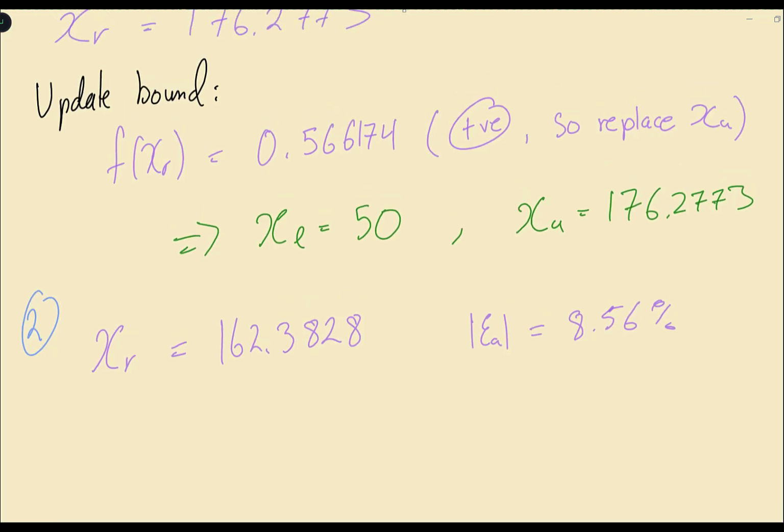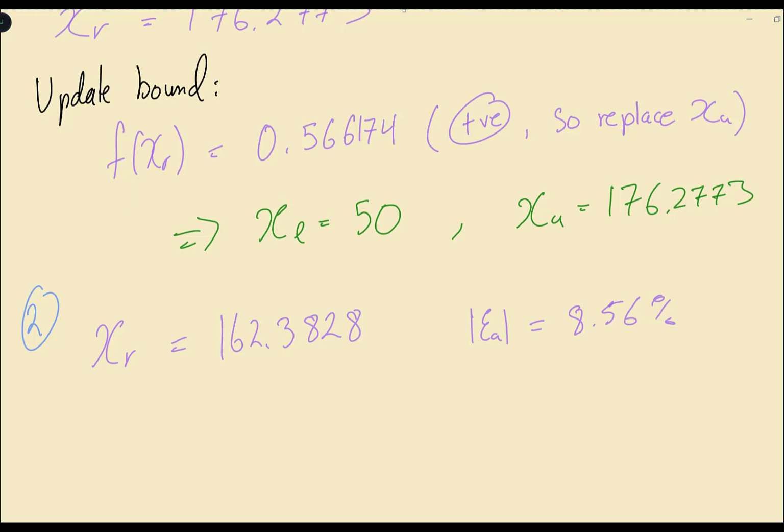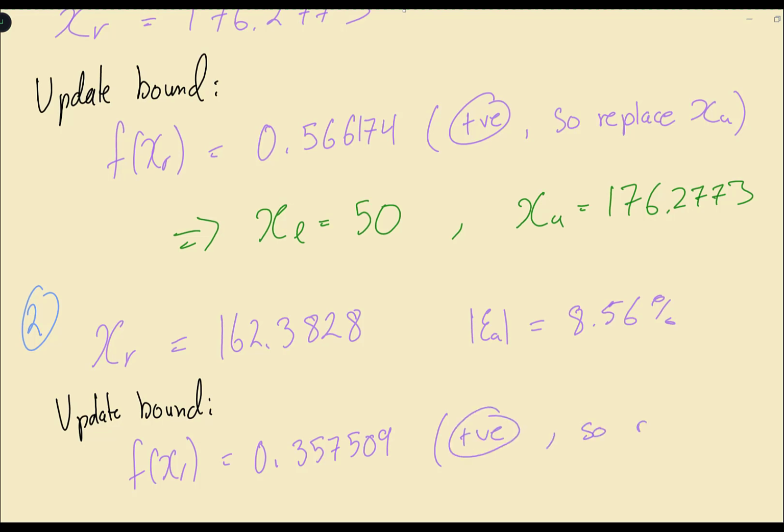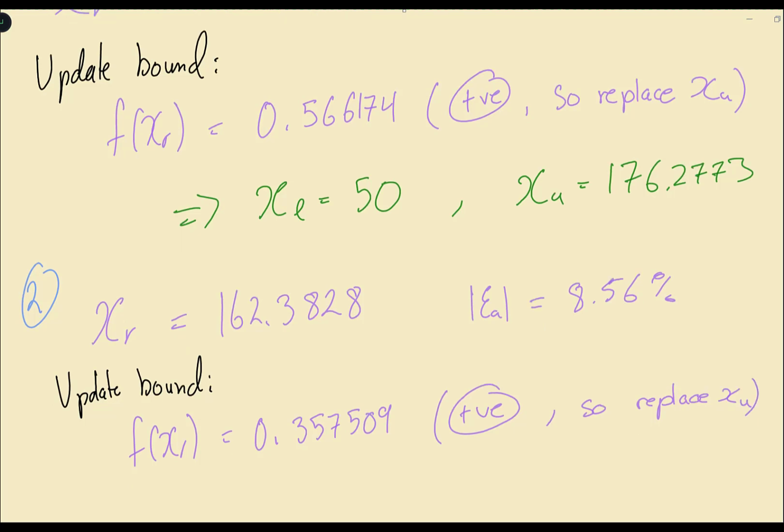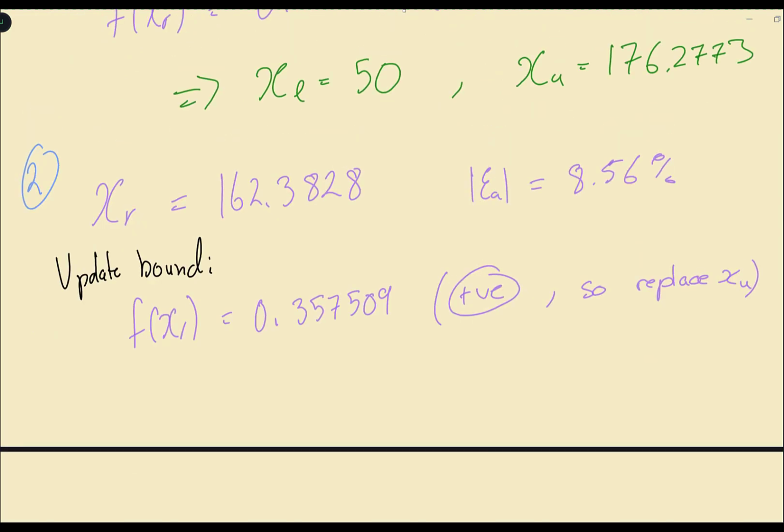What's the next step? F of XR, which is basically updating the bounds. So then we do F of XR, and we find that this is equal to 0.357509. Again, positive number, so replace X lower or upper? U, right? Again, it's a positive number, so we want to replace the upper bound, and therefore we now have still XL at 50, and XU is now 162.3828.